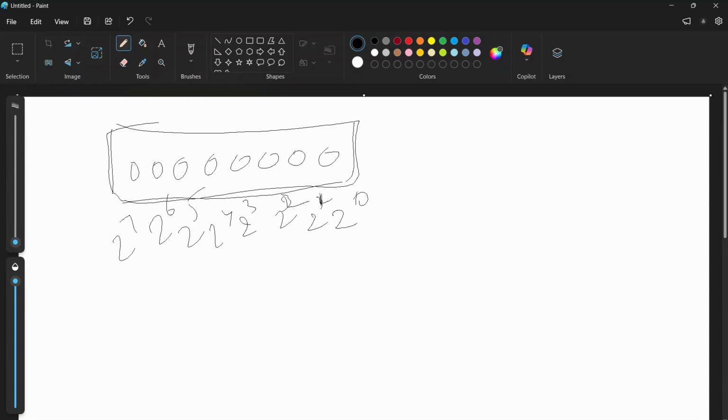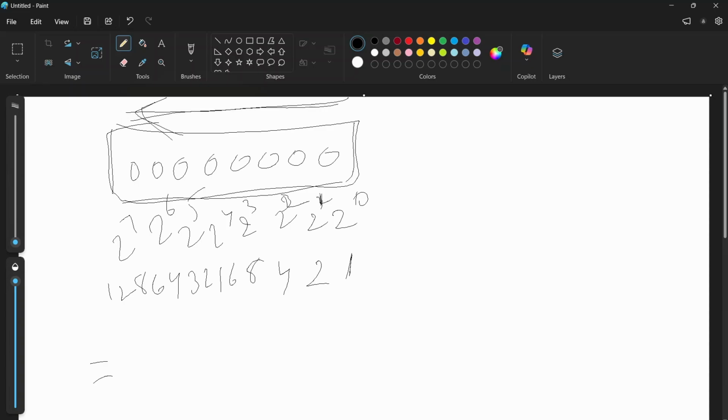So 2 power 0 means 1. 2 power 1 means 2. 2 power 2 means 4. 2 power 3 means 8. 2 power 4 means 16. 2 power 5 means 32. 2 power 6 means 64. And this one 128. So here what exactly we are going to do, as I mentioned, is go right to left.